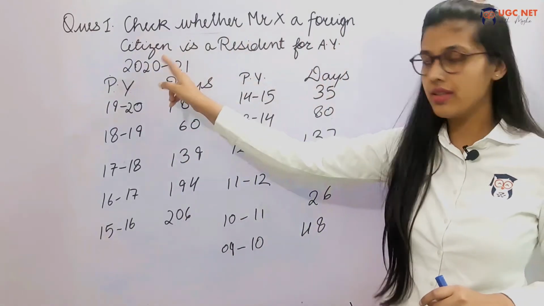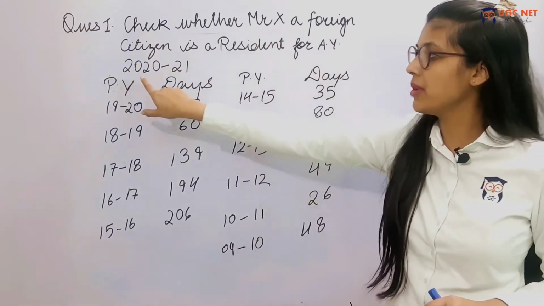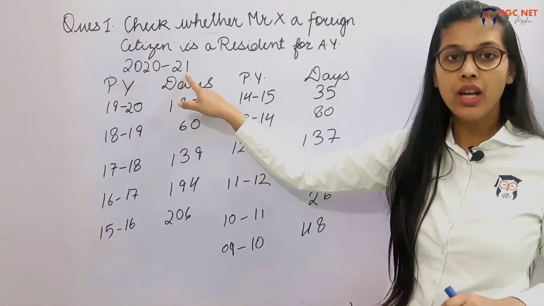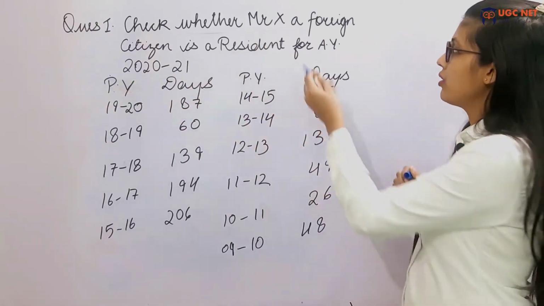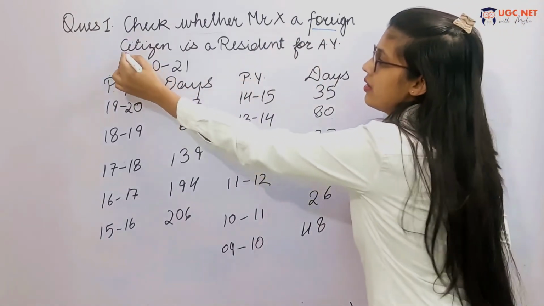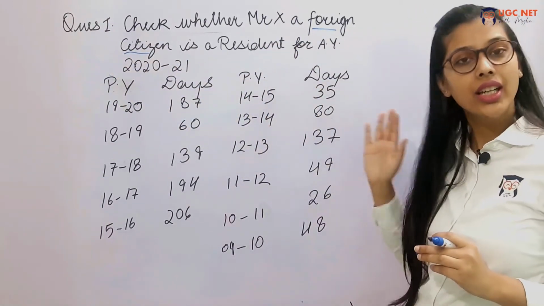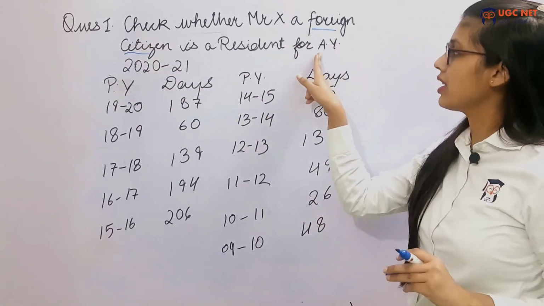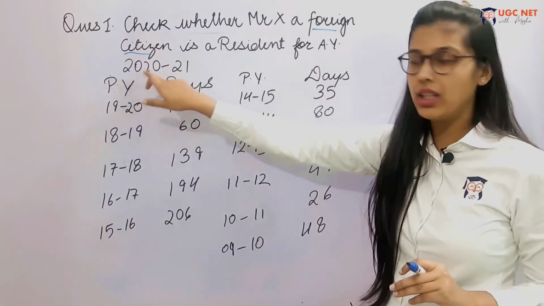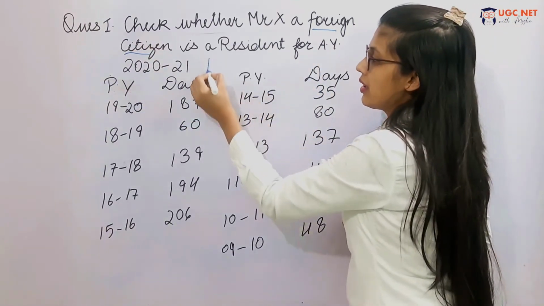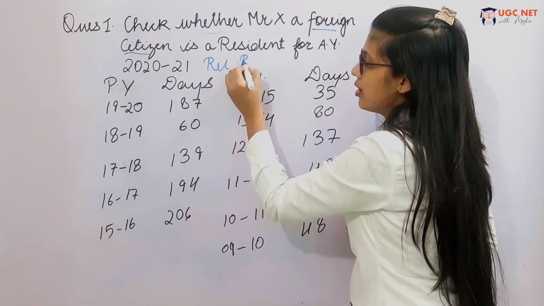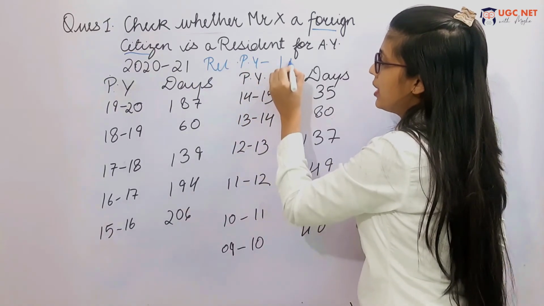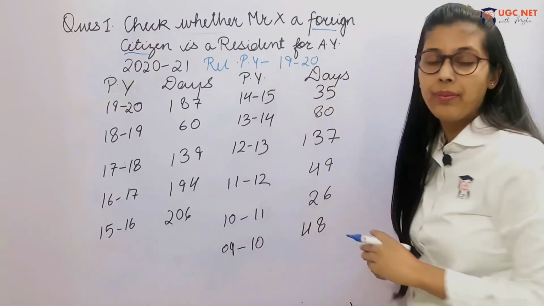X, a foreign citizen, is a resident for assessment year 2020-21. So now the first thing that we need to take into consideration is that he is a foreign citizen. That means he is not an Indian citizen. Next thing, we are given the assessment year 2020-21. So what would be the relevant previous year for us here? The relevant previous year would be 19-20.